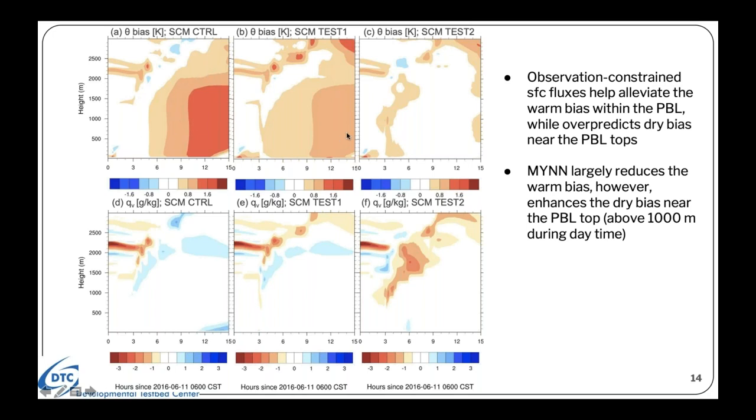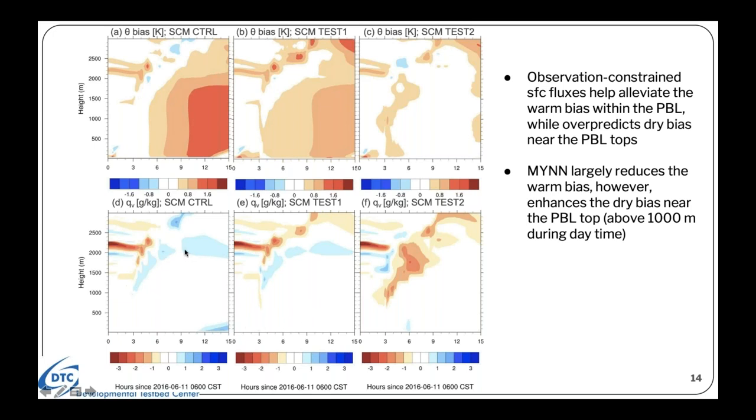With test one, where we start to actually constrain those surface fluxes with observations, the warm bias has diminished, but it certainly has not disappeared. So there is still a warm bias present. When we move to our MYNN and our test two, we see a fairly good representation of the planetary boundary layer, most of it agreeing with the LASSO. On the bottom, we have the QV, and the simulation of the boundary layer by the single column models for test one and control are both fairly good.